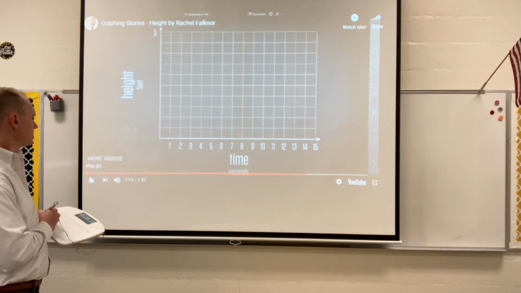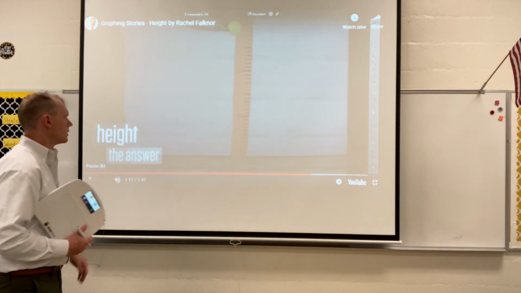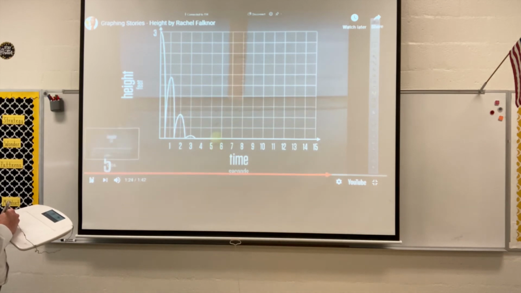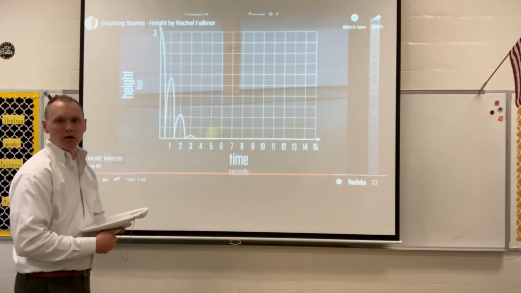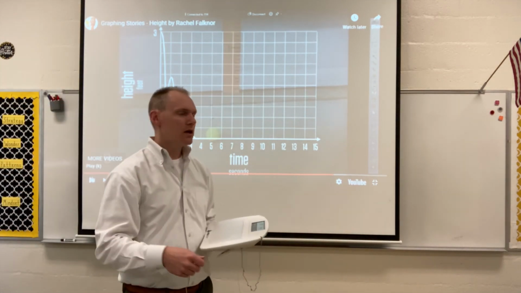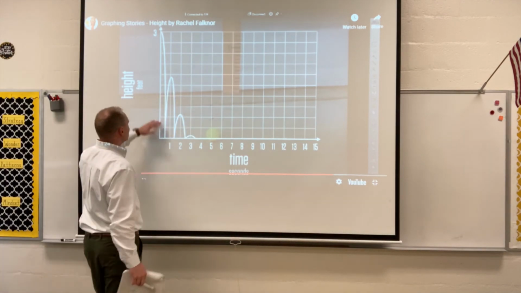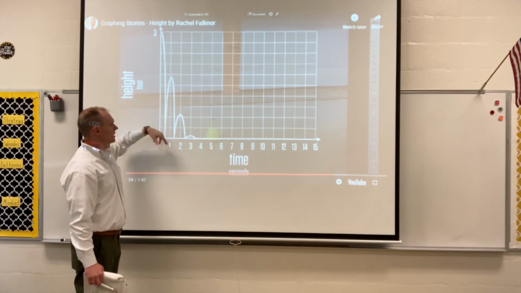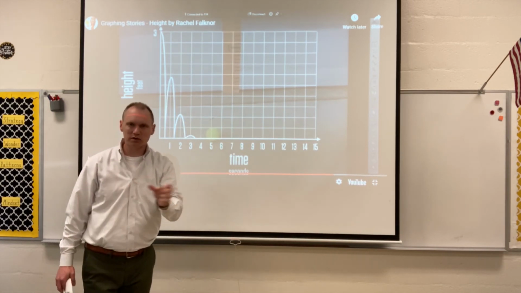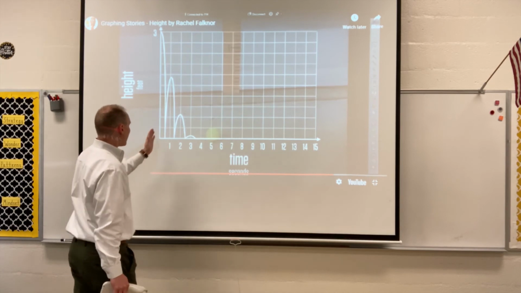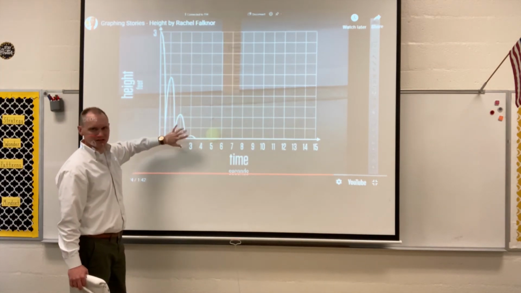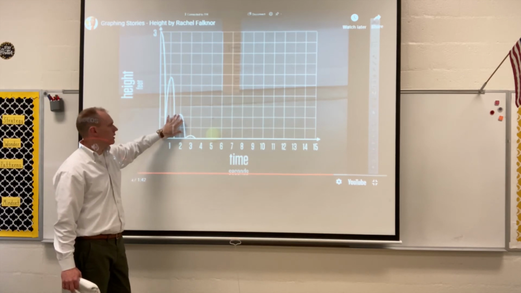All right, let's take a look at the answer. As the ball bounces and comes back up, the height does the same thing. It goes down and bounces back up. And even though the ball's not really changing horizontal position a whole lot, the height is still changing. So this is not the path of the ball per se, it's simply the height of the ball.